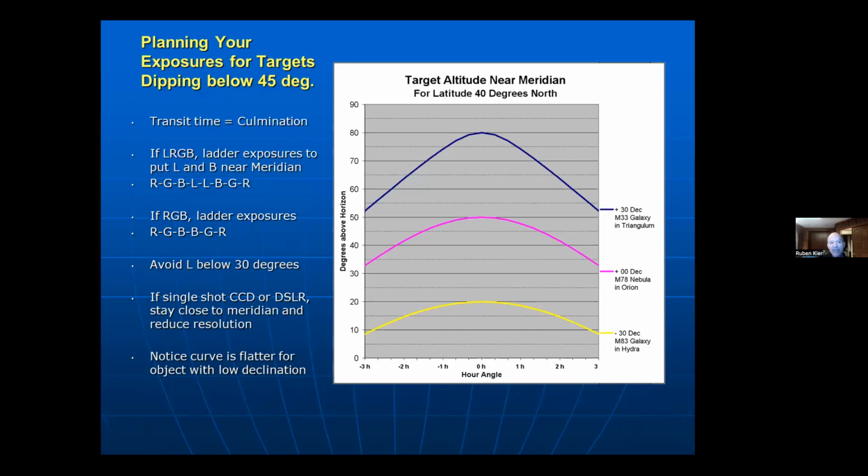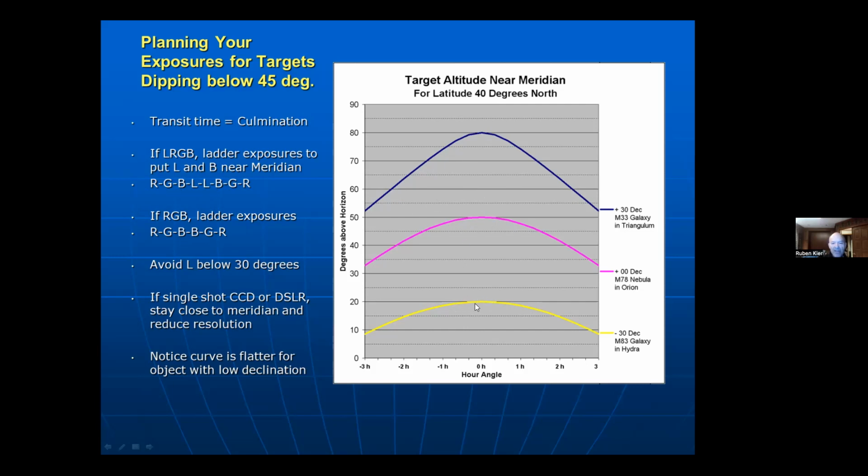So how do you plan for this? One of the terms to keep in mind: the top of the movement of an object through the sky is called its culmination. It's at the transit time where it crosses the meridian. So if you are shooting an object that is reasonably high, do your red on the upslope and the downslope of this curve, because the red light is least affected by these factors that I've been mentioning. Get your green as you're ascending, then blue, and then get your luminance at the very top. If you're shooting a little bit lower, then maybe avoid your luminance.